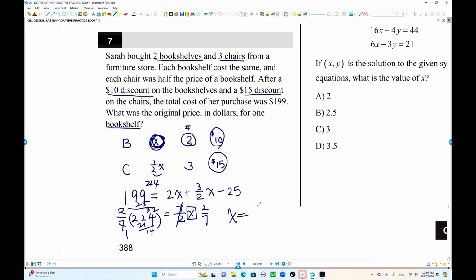So the value of x equals, confused. So we have 224 times 2 over 7, right? This is 1, this is 32, okay. 32 times 2 is 64, right? Yeah. That's the price for each bookshelf, okay?